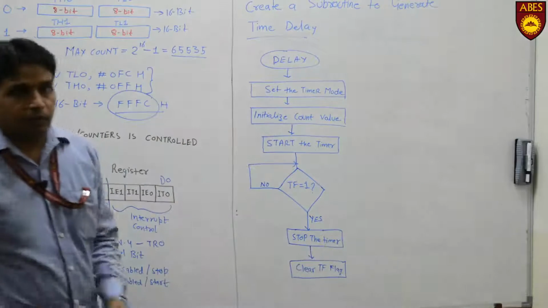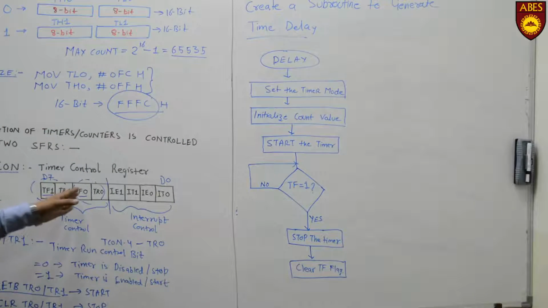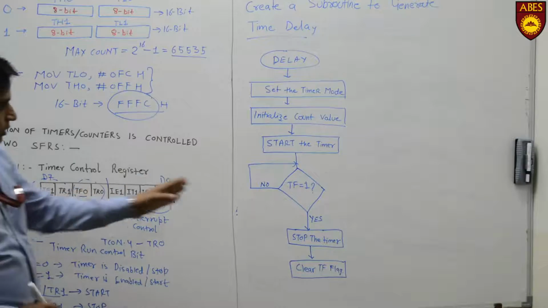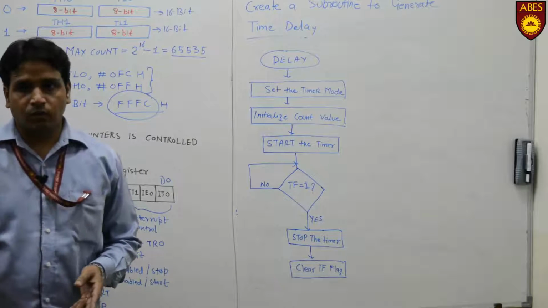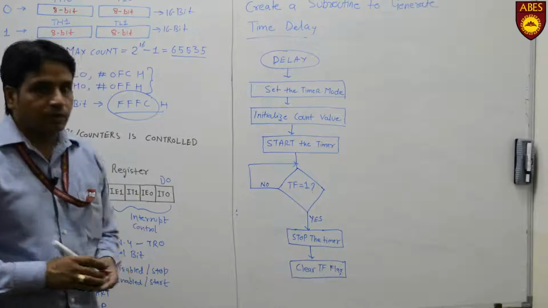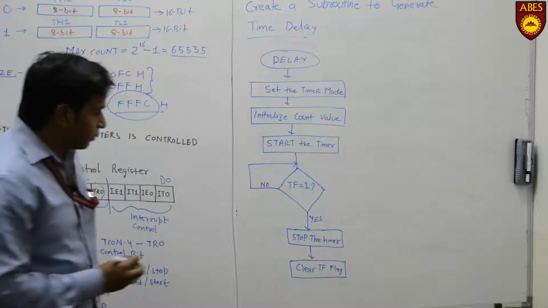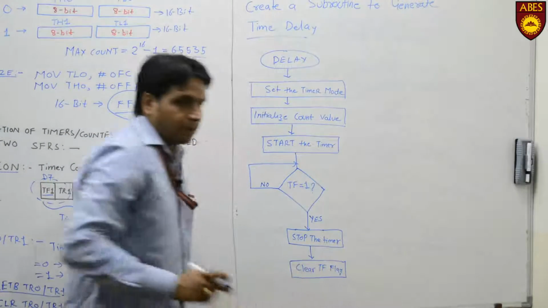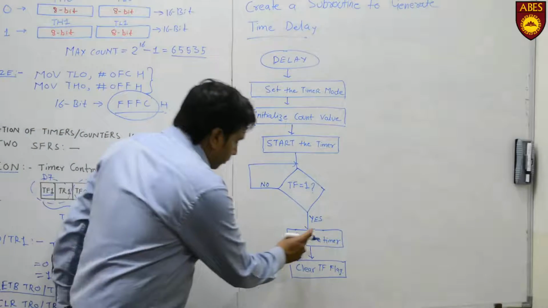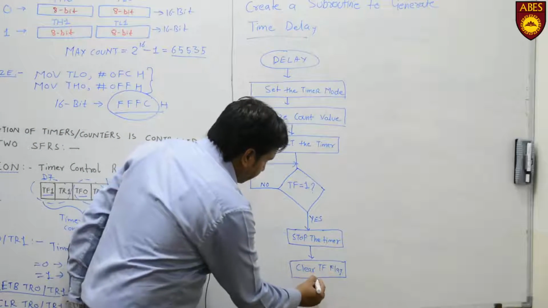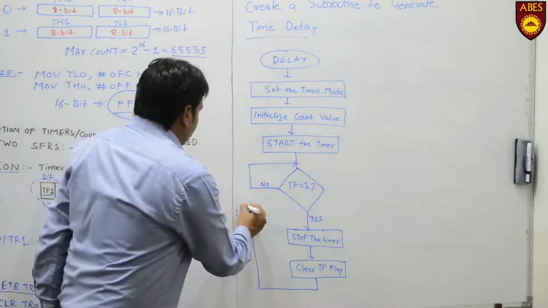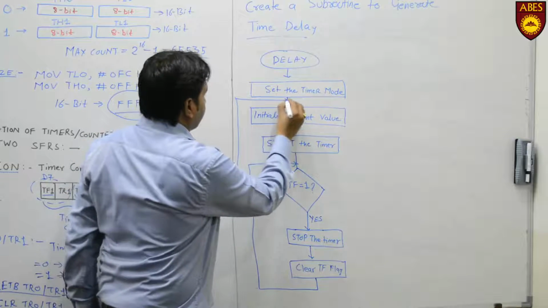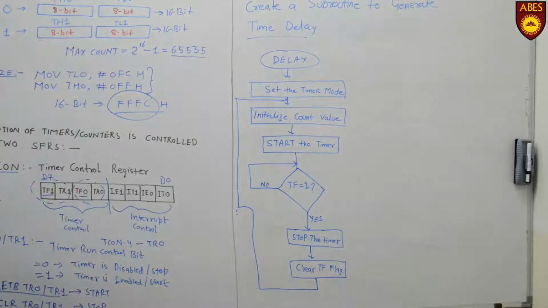There is one important point about this timer overflow flag bit. This is made equal to 1 automatically whenever the timer rolls over from the maximum value to 0000. But if we want to reuse this timer for the next round, we have to clear the value of this flag bit manually with the help of the software program. So for the next round, we will clear the value of this TF flag, and if we want to repeat this operation again and again, we go to the next step to initialize the count value again. So these steps will be repeated and we get a particular time delay.